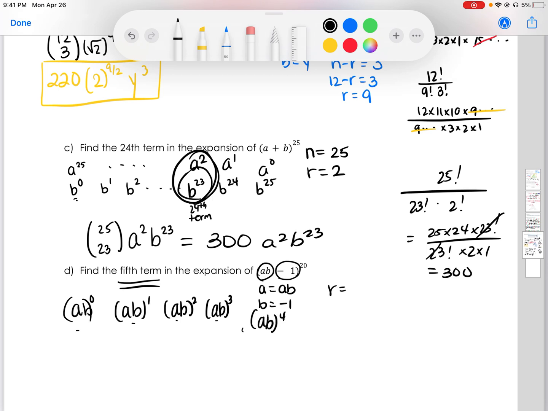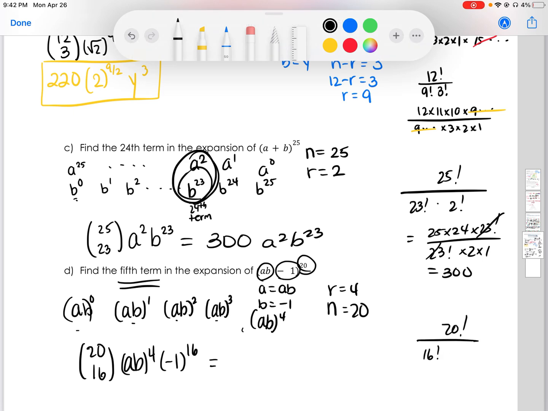So our R is going to be 4, and that means that our N is going to be this 20 out here. All right, so we have 20. We have 20 minus 4. We have AB getting raised to the 4th power, and then we have -1 being raised to the difference there, which is going to be 16. All right, so we have 20 factorial over 16 factorial times 4 factorial.